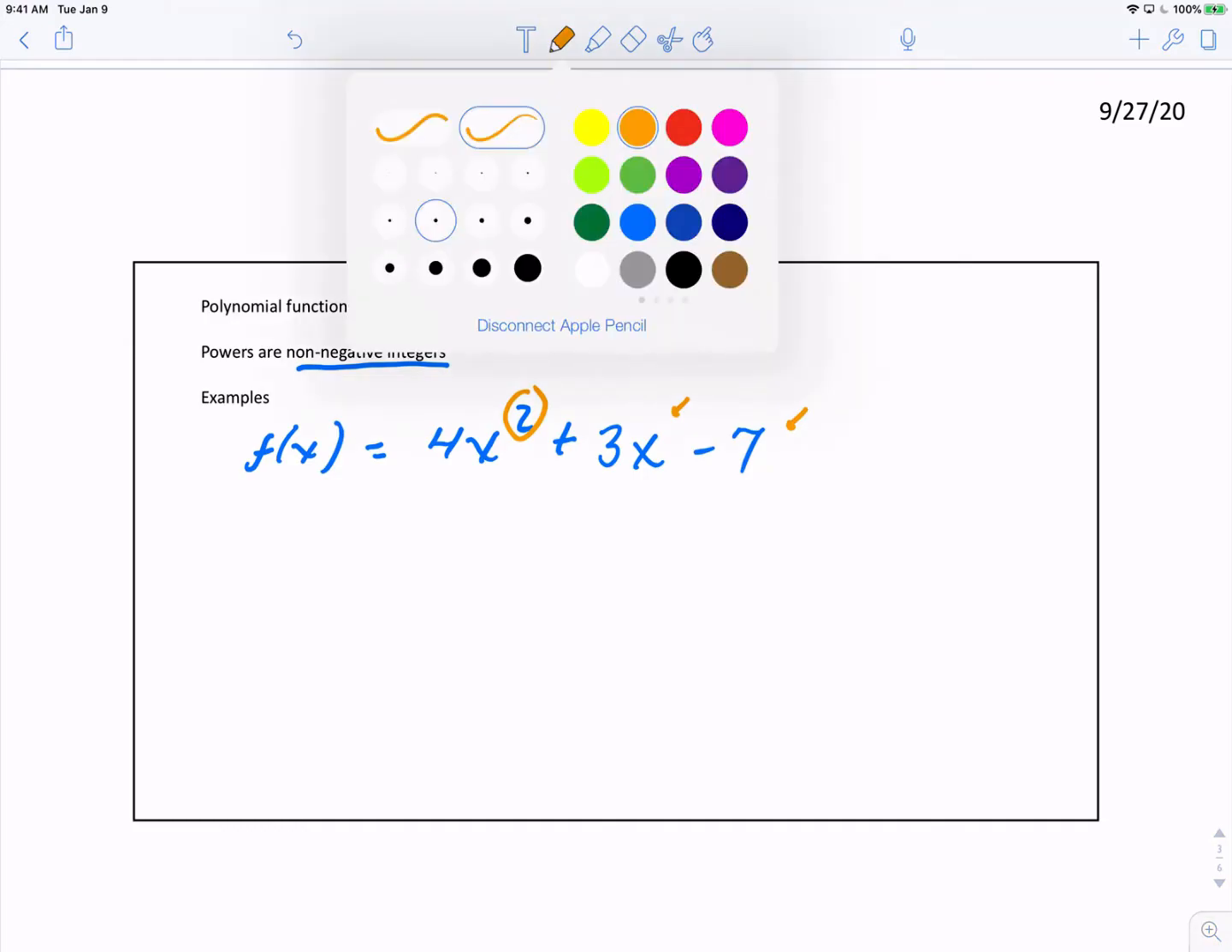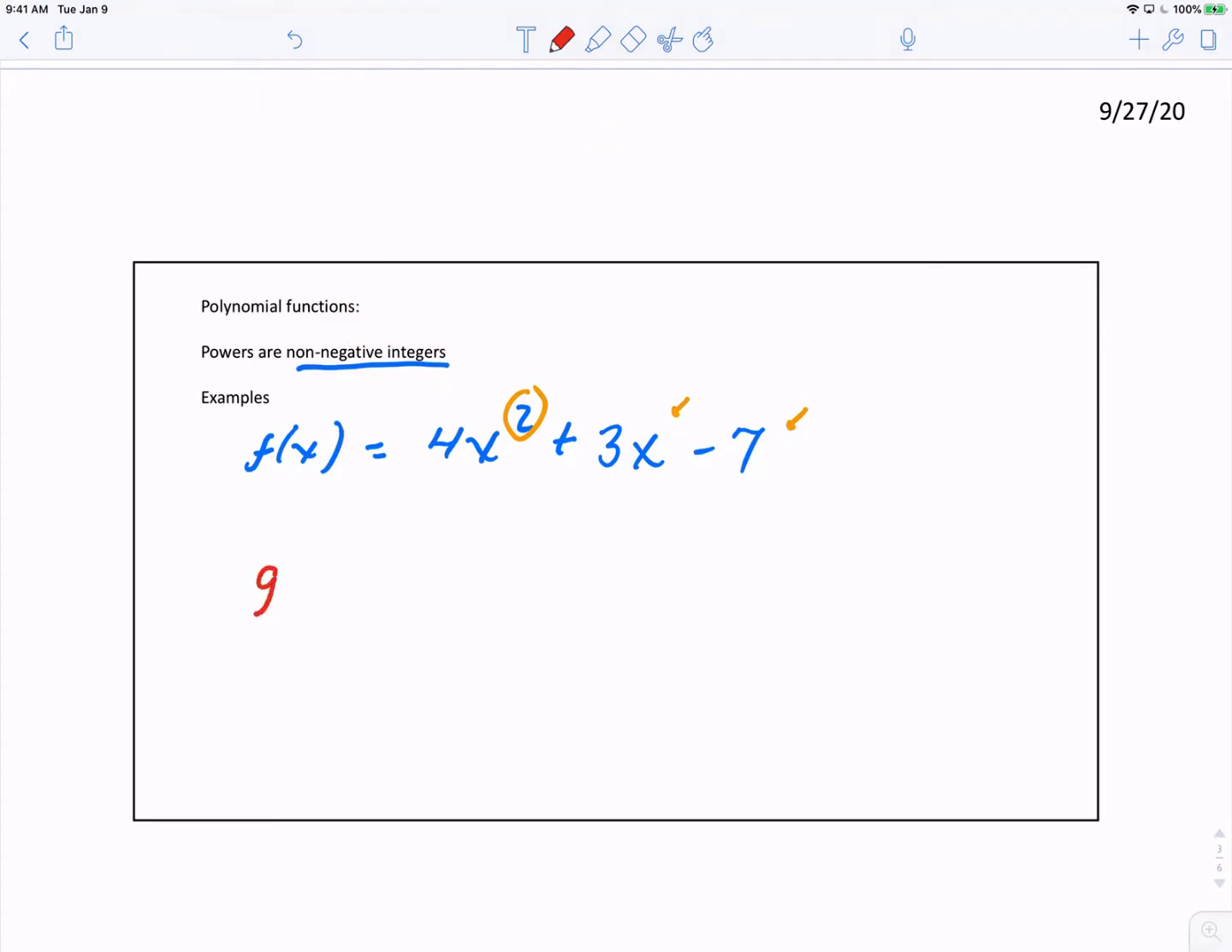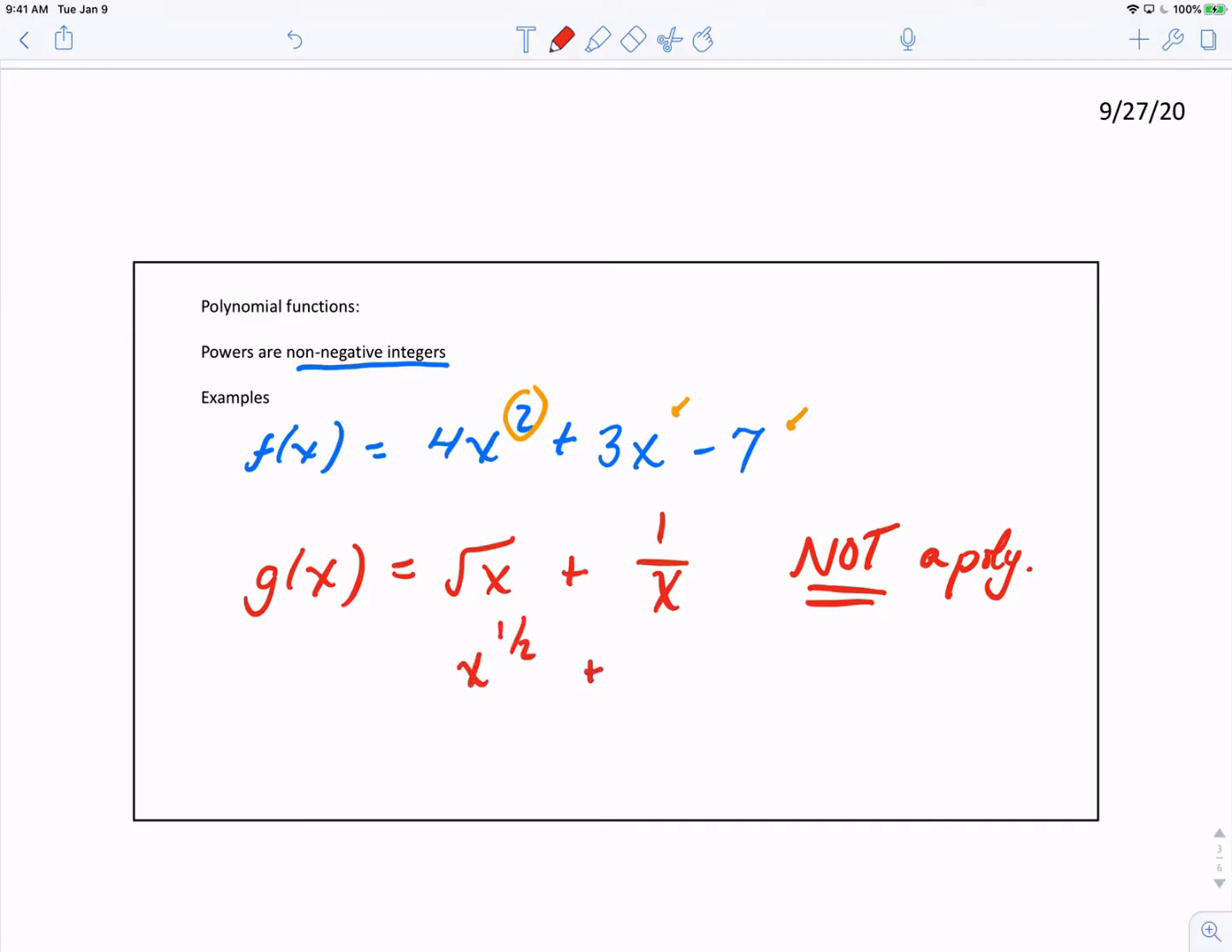Here's an example of something which is not a polynomial. g of x is equal to the square root of x plus 1 over x. It's a power function, but not a polynomial. And why? Because this is x to the 1/2 power, and this is x to the negative 1 power. And when we look at these, the powers are not non-negative integers. So g of x would not be a polynomial.